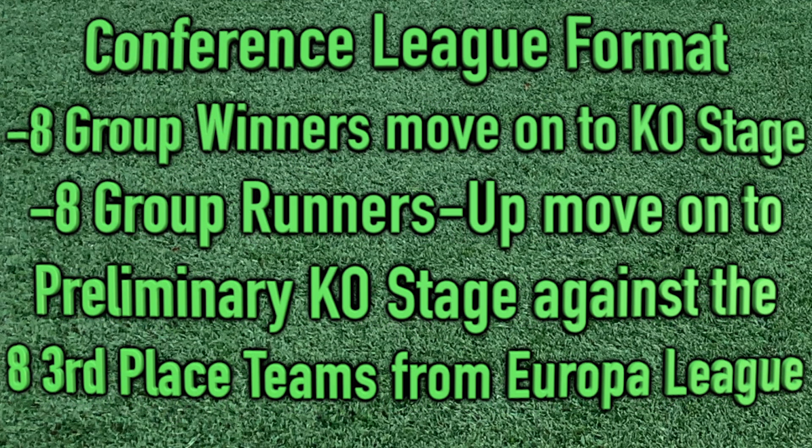All 8 group winners are through to the knockout round safely, while the 8 group runners-up must go through a preliminary knockout playoff where they'll be matched up against one of the 8 third-place teams from the Europa League group stage. The 8 winners from there will move on. So hopefully that makes sense. Just know that these 3 European competitions are linked together. A club can feature in more than one in any given season.